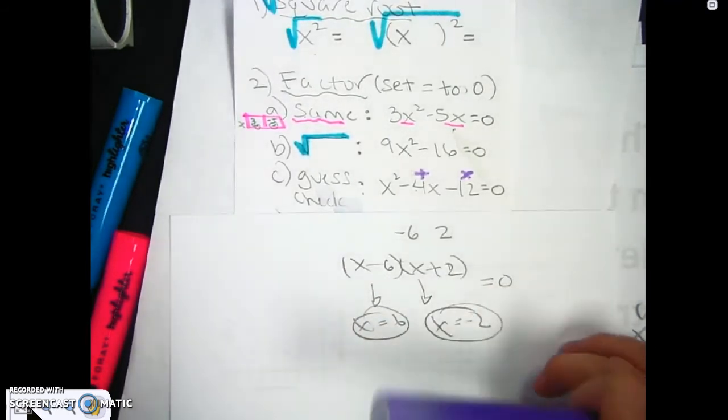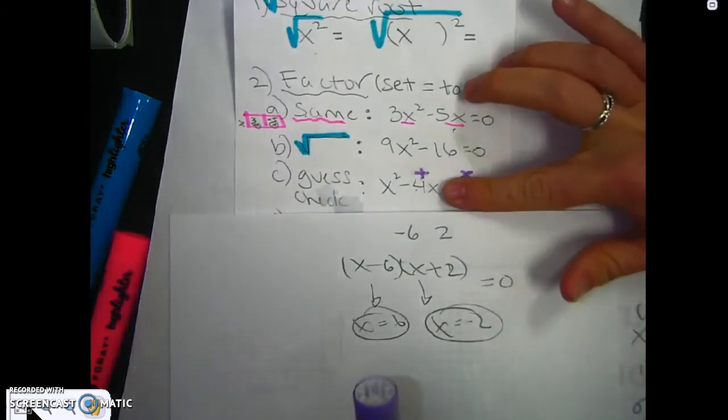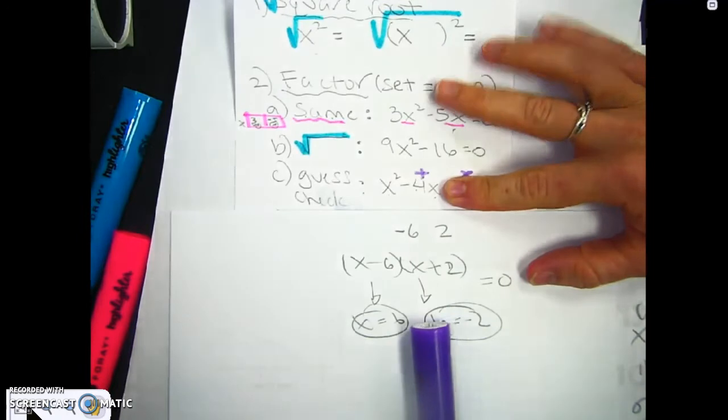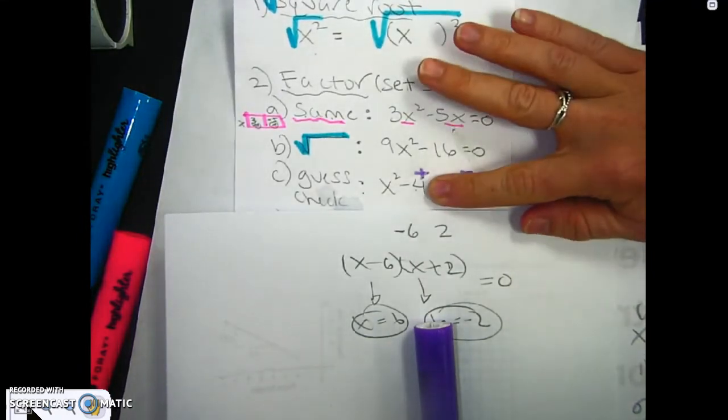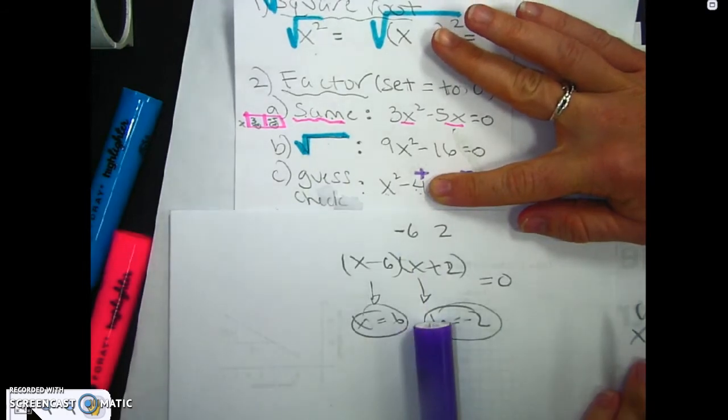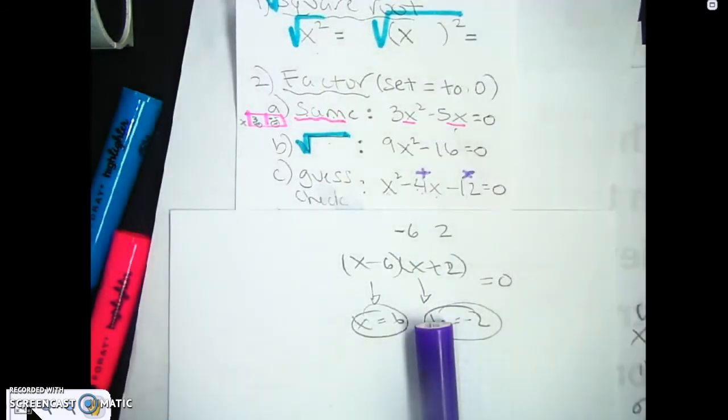Now, I'd like to point out, if this negative 12 wasn't even there, then it would be, hey, they have something the same. If the x wasn't there, and it was x squared minus 4, it would now be a square root. Notice the difference.